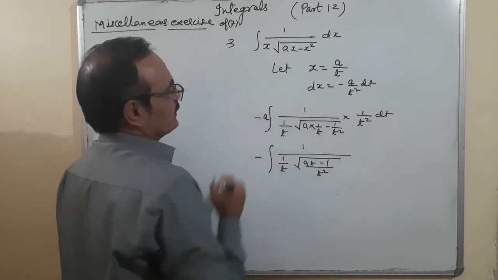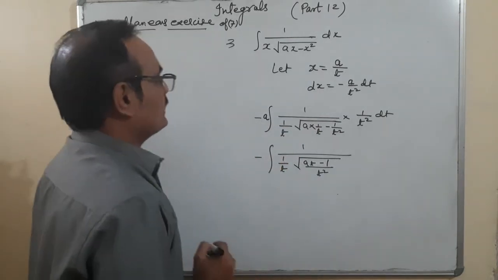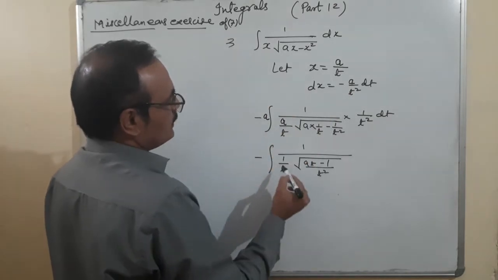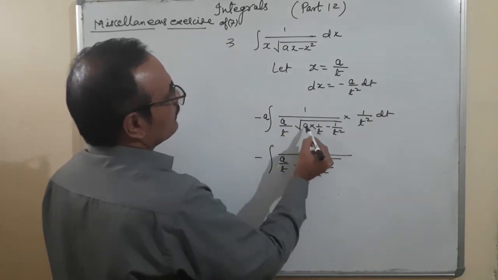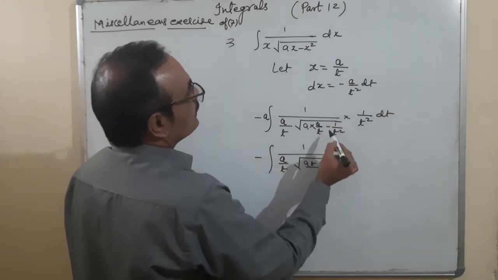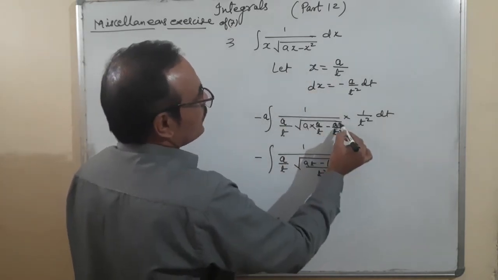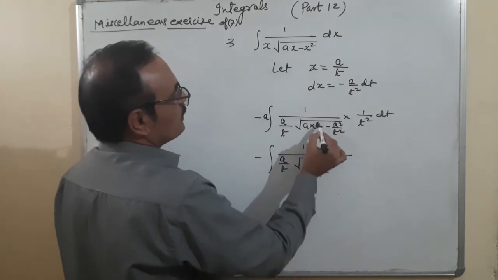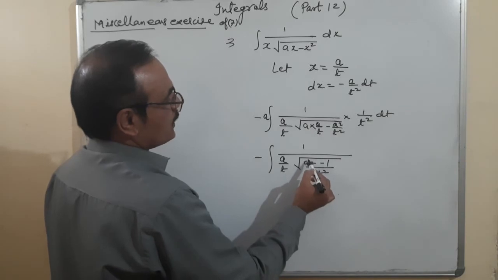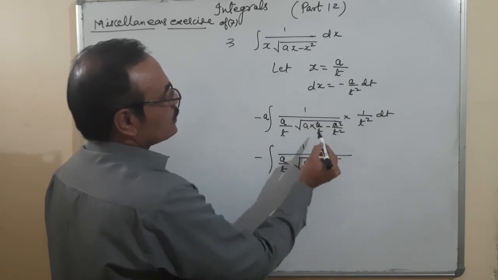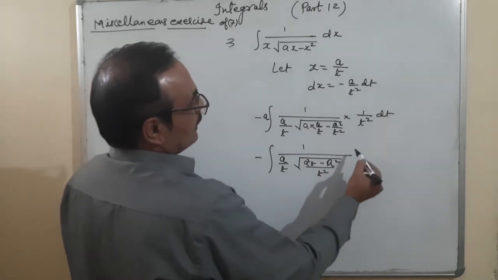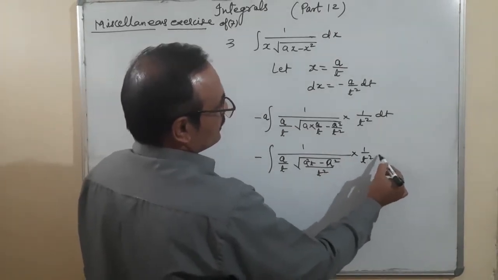So this is a. And after that, x is equal to a upon t. So this is a upon t, and it is a x, that means a upon t, and this is a square upon t square. Is it okay? I hope you have understood it. So this is a square upon t minus a square, and into 1 upon t square dt.